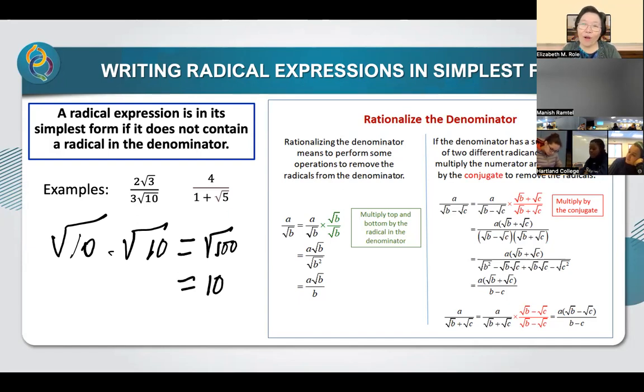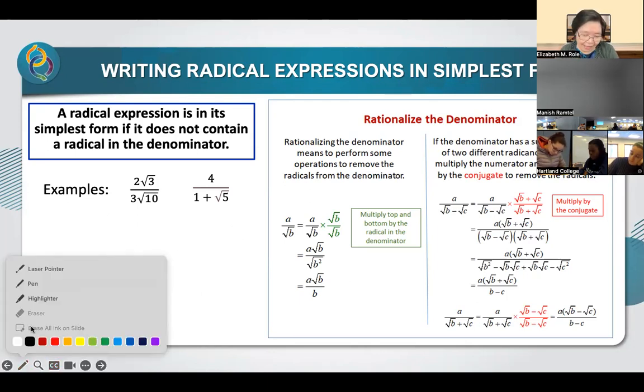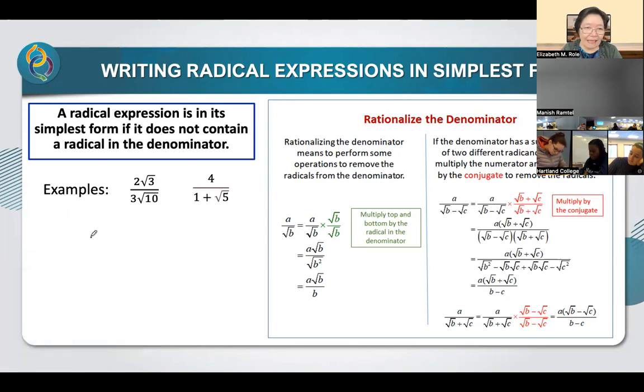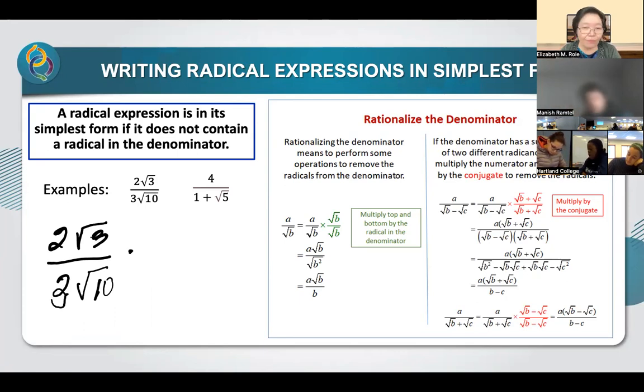In other words, if we want not to have a radical in the denominator and you have a single term, one way of doing that is to multiply the numerator and the denominator by that radical in the denominator. So if I have now 2 the square root of 3 divided by 3 the square root of 10, to remove that square root of 10 in the denominator, I multiply by square root of 10 over square root of 10, right?